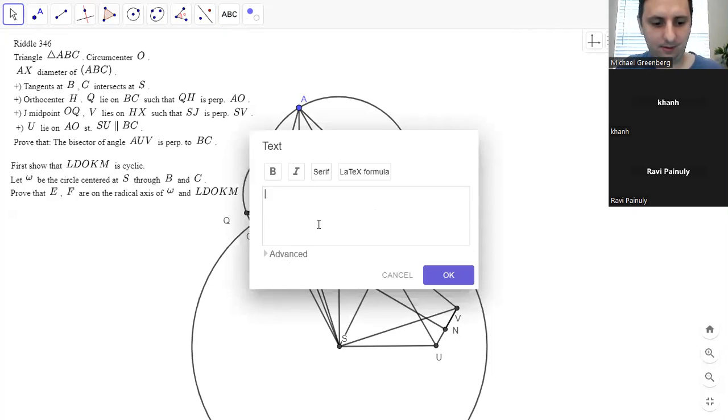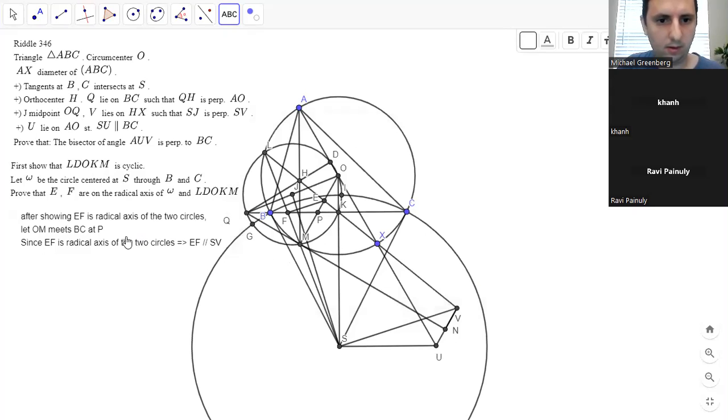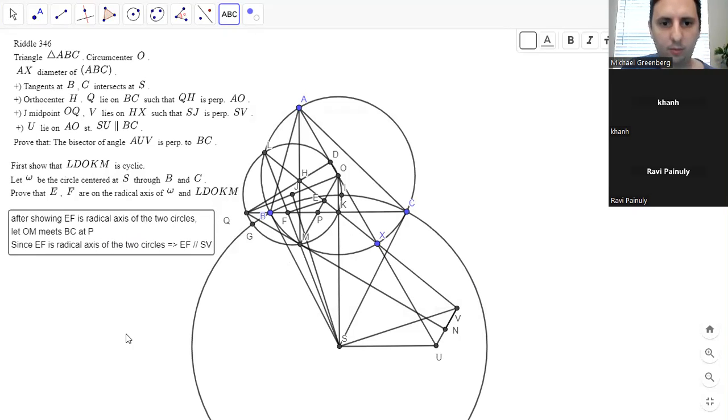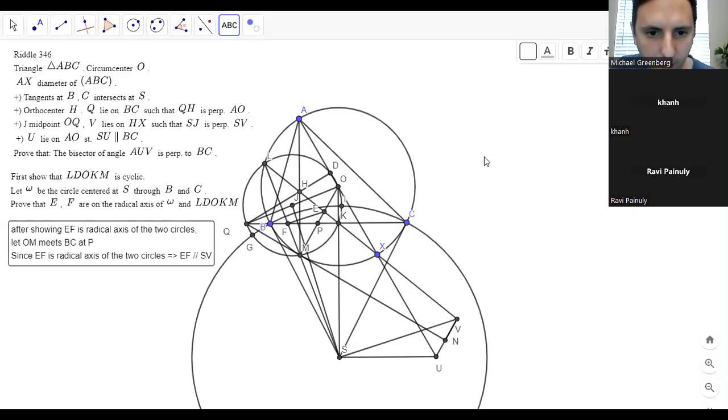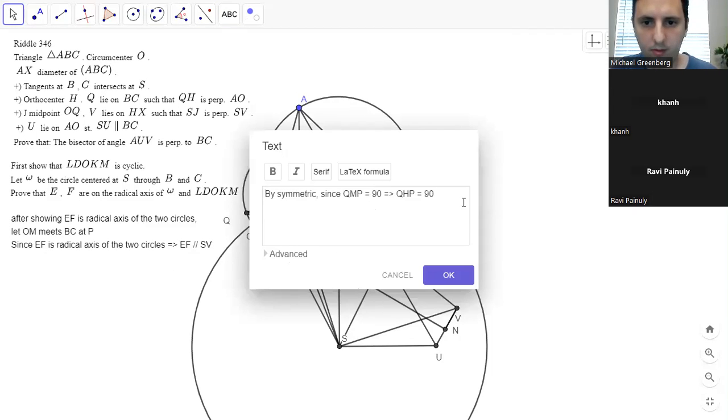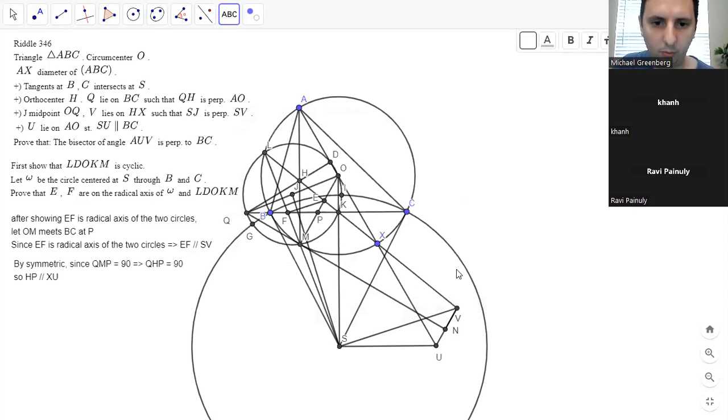So EF is parallel to SV, and that ultimately shows that since QMP is 90, then we have QHP is 90. So HP is parallel to XU.